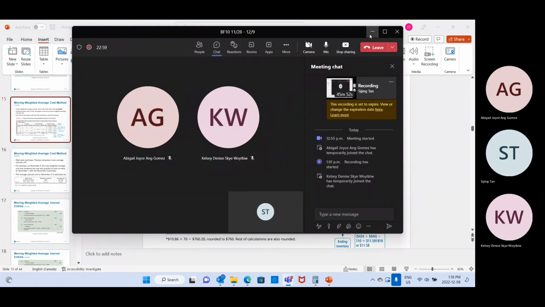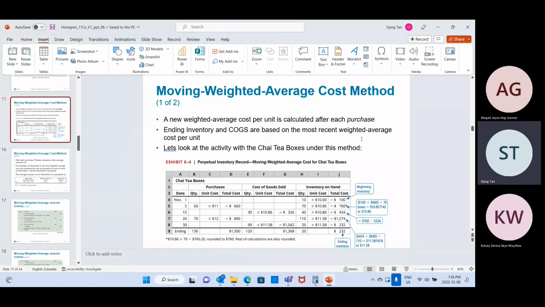Good. Okay, so after FIFO, we move on to the weighted average cost method. The weighted average cost method, as we just talked about, the business computes a new weighted average cost per unit after each purchase. Now, the ending inventory and cost of goods sold are then based on the most recent weighted average cost per unit. So we can see the same example, but using a different methodology.